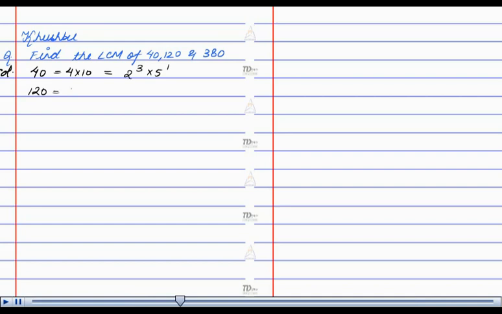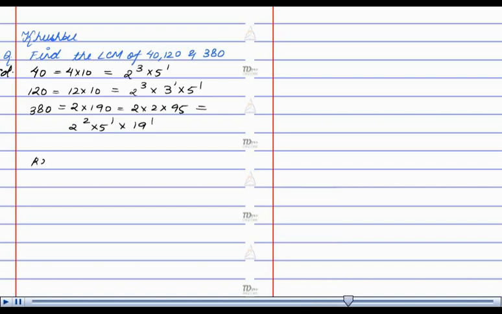120, which is 12 into 10, can be factorized as 2 cube into 3 to the power 1 into 5 to the power 1, and 380, that can be written as 2 into 190, which is 2 into 2 into 95, can be written as 2 square into 5 to the power 1 into 19 to the power 1.